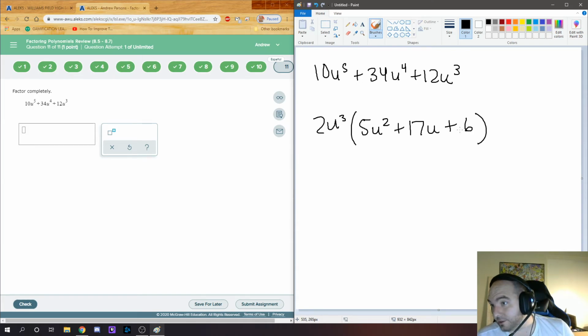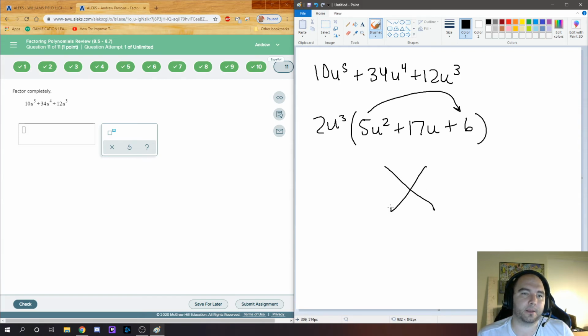Can I do anything else with this? Yes. On problem 1 a long time ago, we were factoring some stuff out front and we couldn't do anymore, but here, this can factor. What multiplies to make 30 and adds up to make 17? 15 times 2.